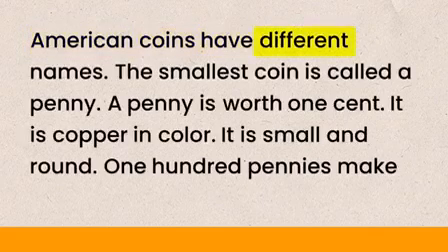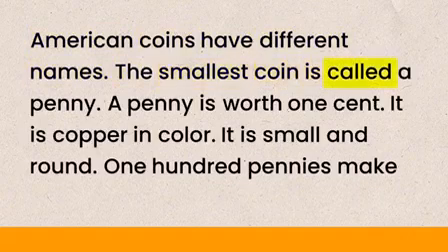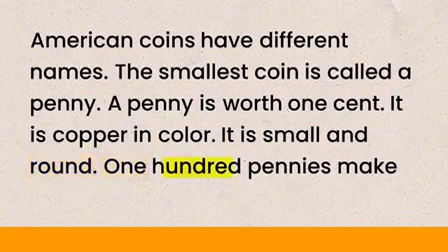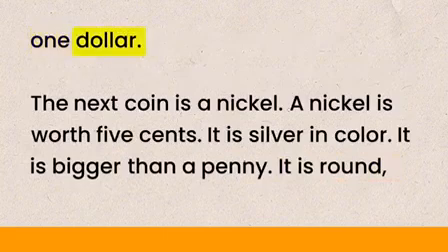American coins have different names. The smallest coin is called a penny. A penny is worth 1 cent. It is copper in color. It is small and round. 100 pennies make $1. The next coin is a nickel.